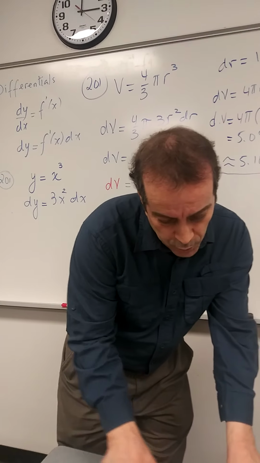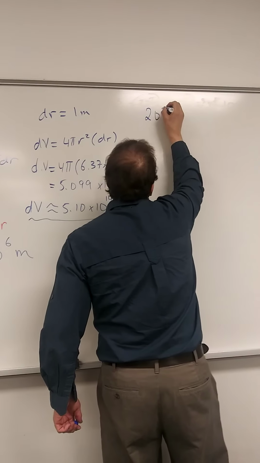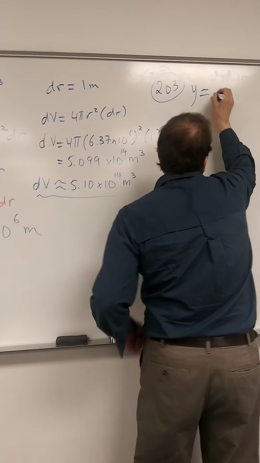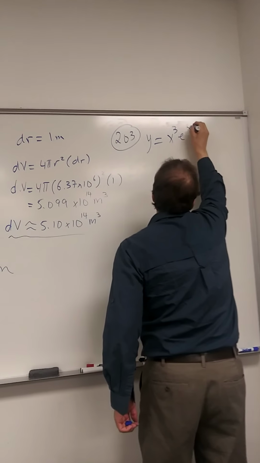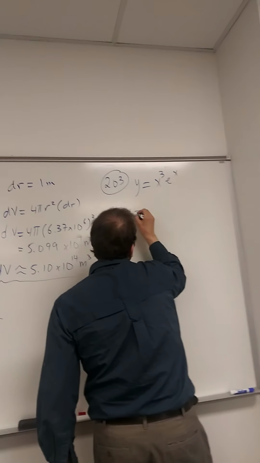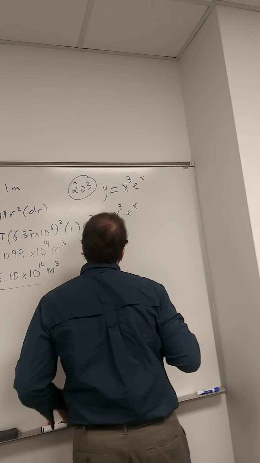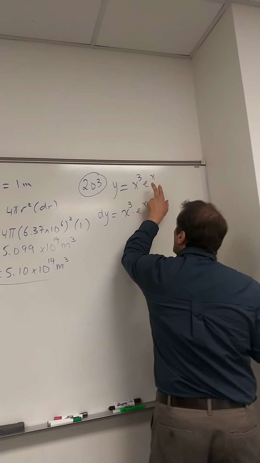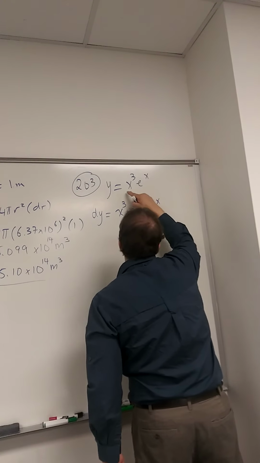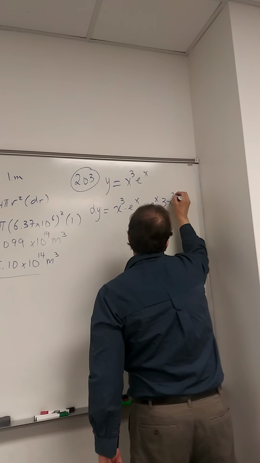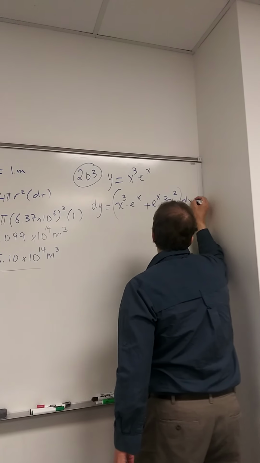I'm going to do another example on differentials. Let's do y equals x cubed e to the x. So the differential dy would be the derivative of this. We're using the product rule. So the first function, x cubed, times the derivative of e to the x, which is e to the x, plus the second function, which is e to the x, times the derivative of the first, which is 3x squared. All of this times dx.